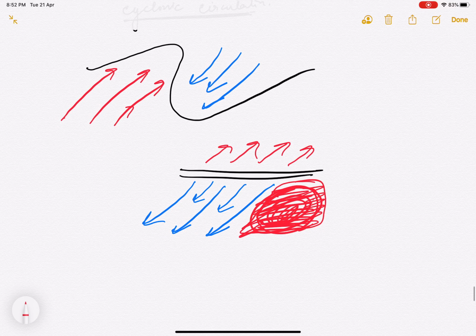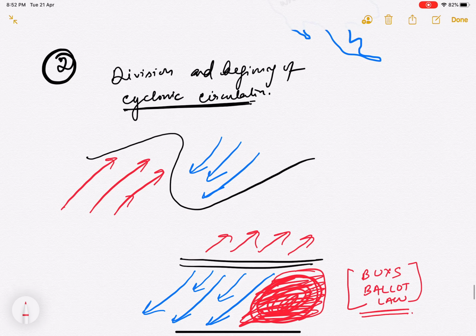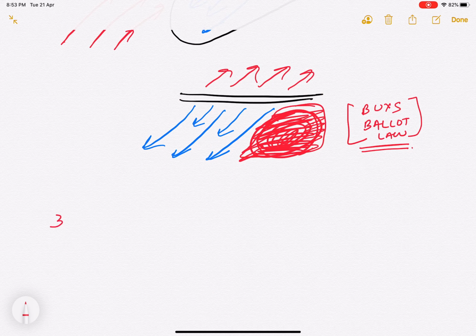And why will it witness that? Because of the Buys-Ballot law. You have the reason for it, and it will be witnessed towards its left. This reason was given by the Buys-Ballot law, which says that if the cold air mass is intruding from the north towards the south, it will witness a warm core, or the warm area, towards its left. Now this will come to the third stage.